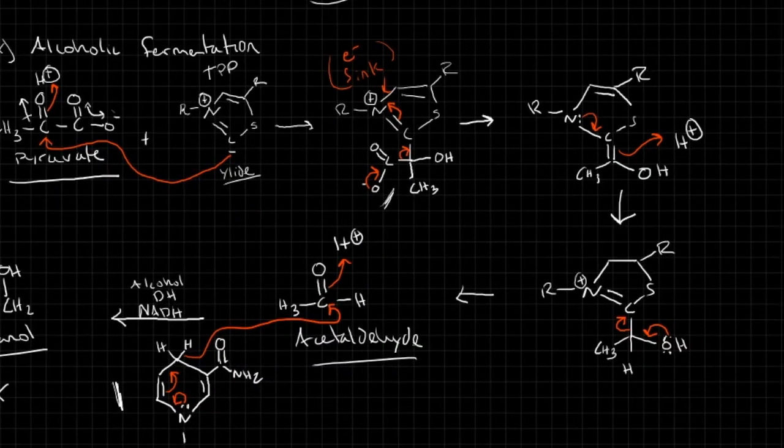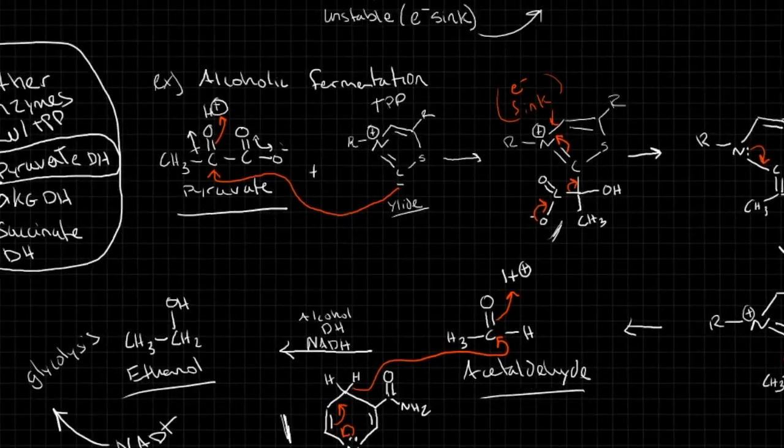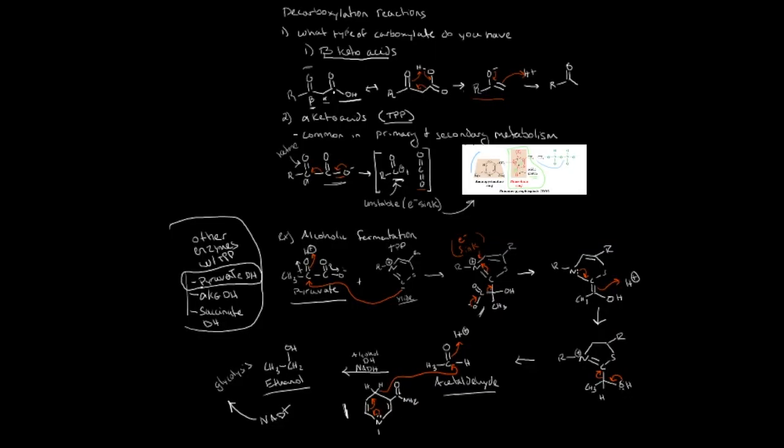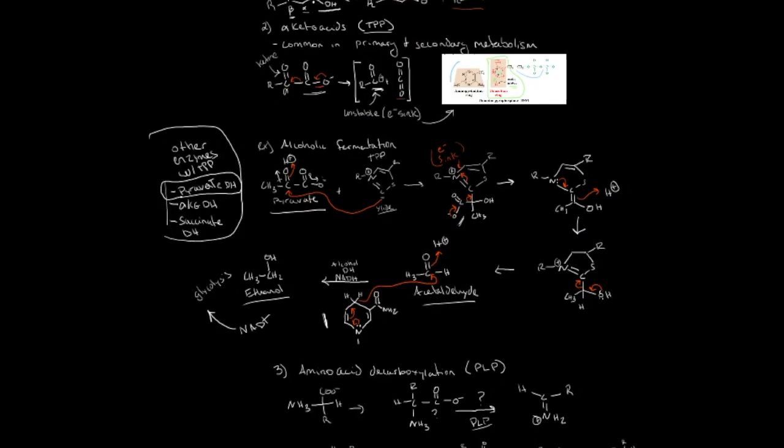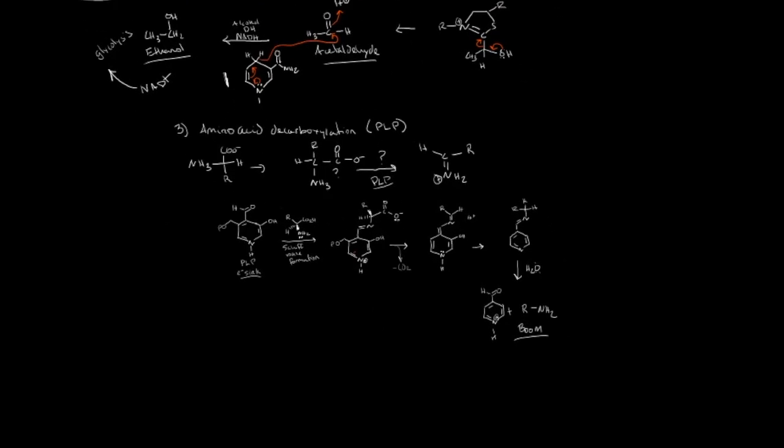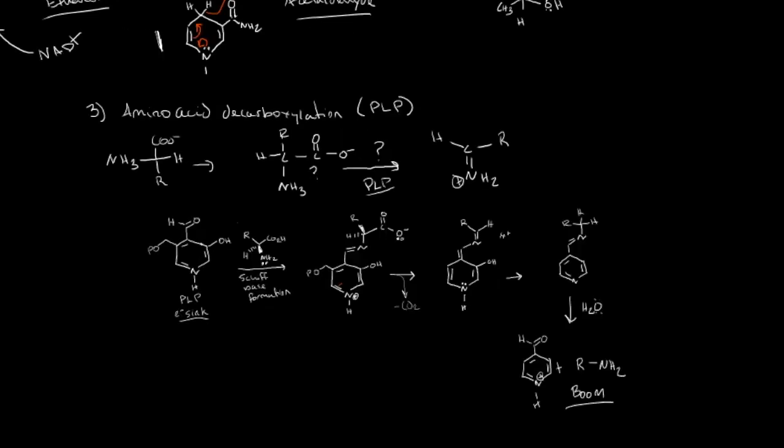All right, so that is decarboxylation of alpha keto acids, but there are other things to decarboxylate too, and the other one is going to be an amino acid. So this is going to use PLP. So I'll do a little more PLP after this, but PLPs are really diverse cofactors. This is just one of the things it can do.